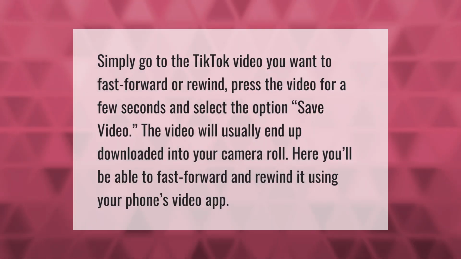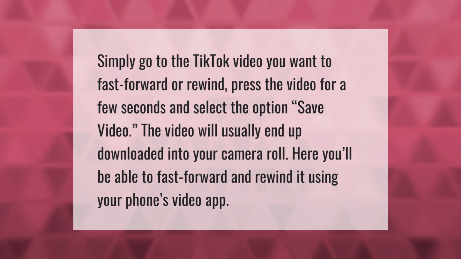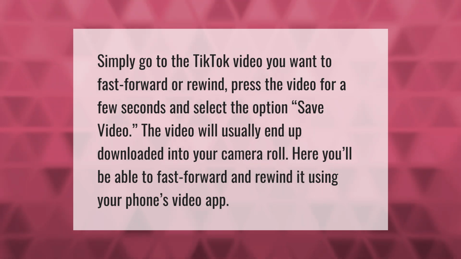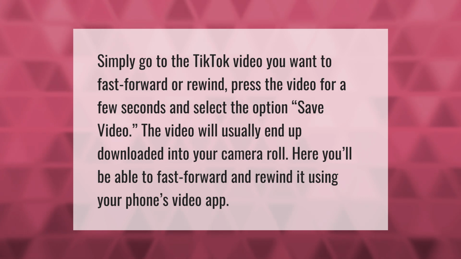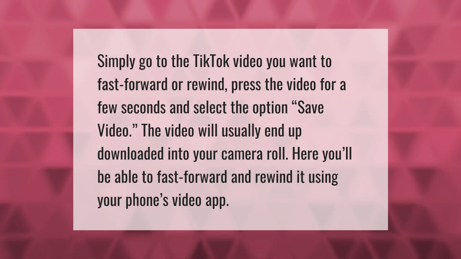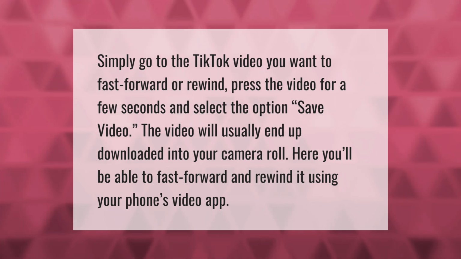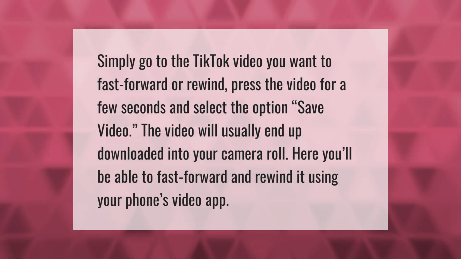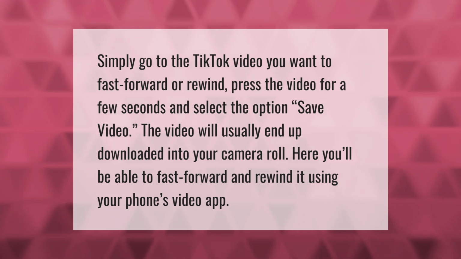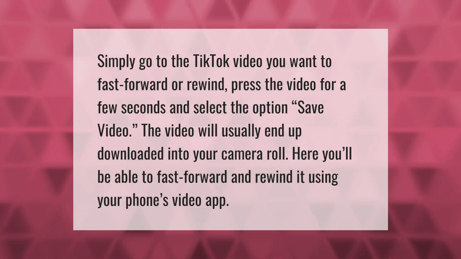Simply go to the TikTok video you want to fast forward or rewind. Press the video for a few seconds and select the option, Save Video. The video will usually end up downloaded into your camera roll. Here you'll be able to fast forward and rewind it using your phone's video app.